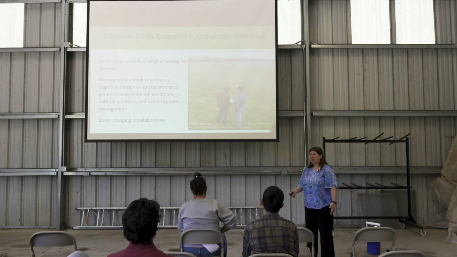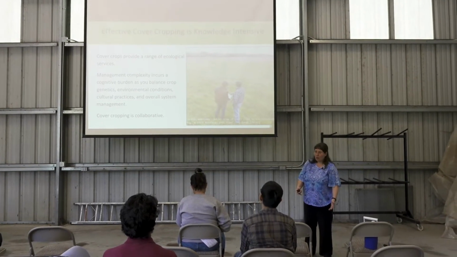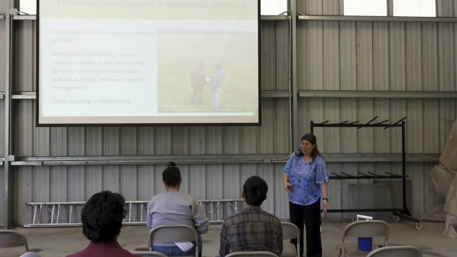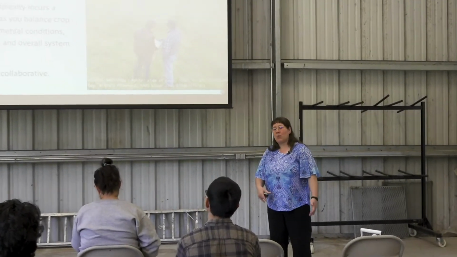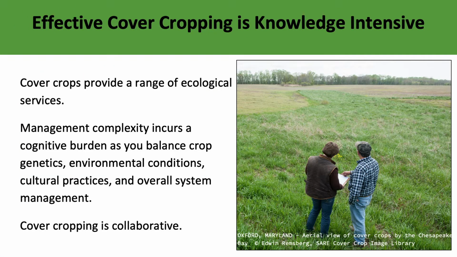We live in the digital age. You can find anything on the internet. Some of it's true, some of it's probably not true. But when you're looking for information that you actually want to put into use in your field, that you're using in theory to make money, that massive amount of information is not necessarily a happy thing. In terms specifically of farming systems, you're balancing crop genetics, cash crop genetics, and cover crop genetics, environmental conditions, cultural practices, and just managing the overall system, often at really busy times of the year.